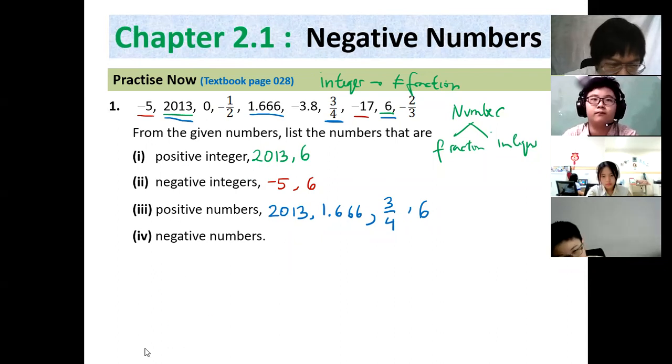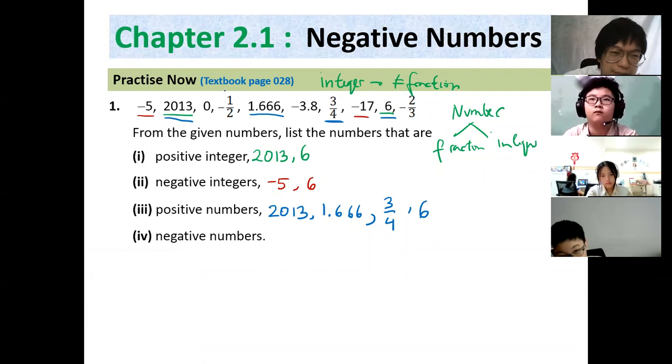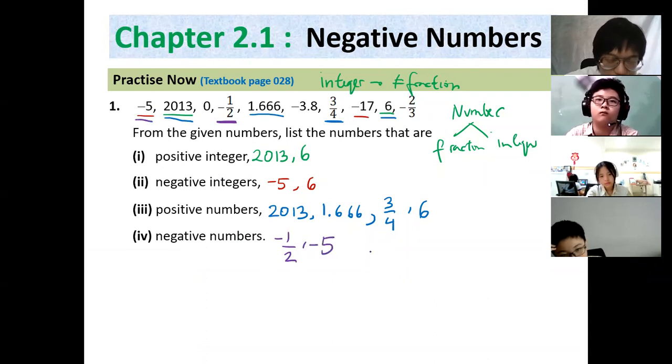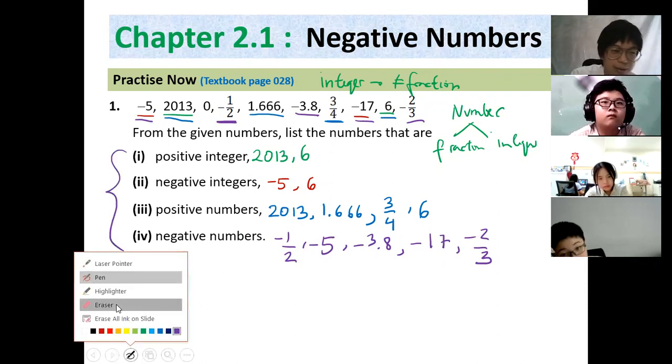So last one, negative number. I use the purple. Negative number, negative half. I forgot, negative 5, right? What's important is negative and can be anything. Negative 3.8 and negative 17 and negative 2 over 3. Okay, 0, neither nor. It's not in any of these. 0 cannot be in there.